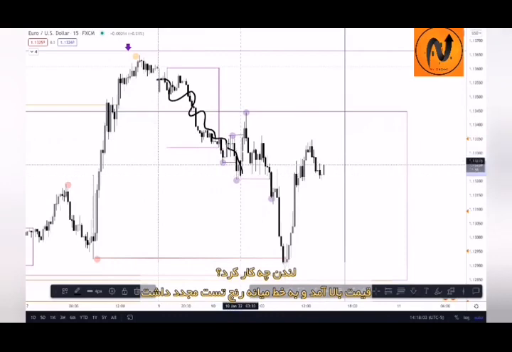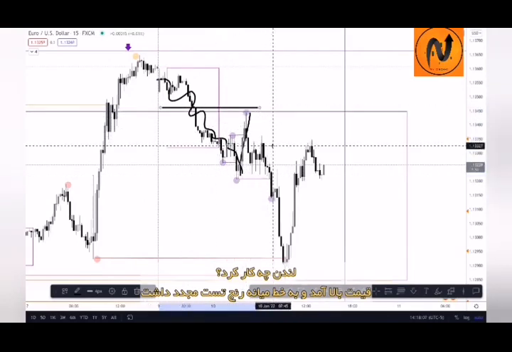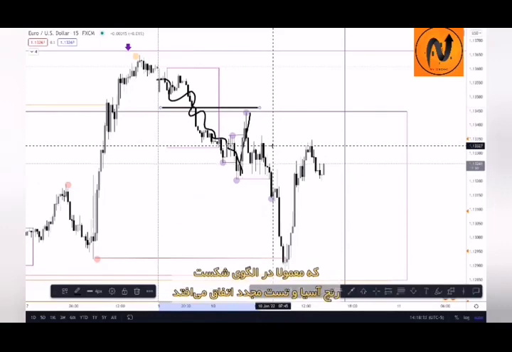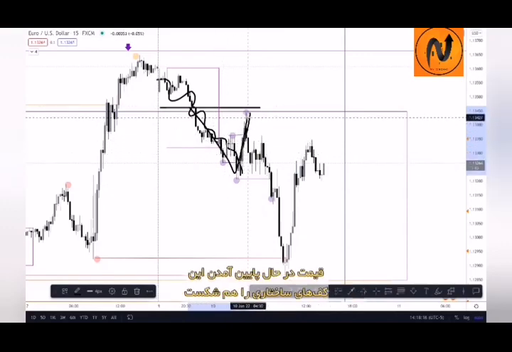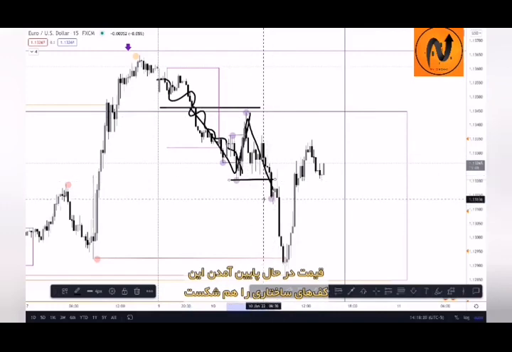What did London do? Came up, retested this midline, right? Came in and induced the midline, which it normally always does in a Asian range break and retest. So what do we have here? Daily cycle Asian range break and retest, right? Price was coming down. What did it do? Had another break of structure of these lows, right?